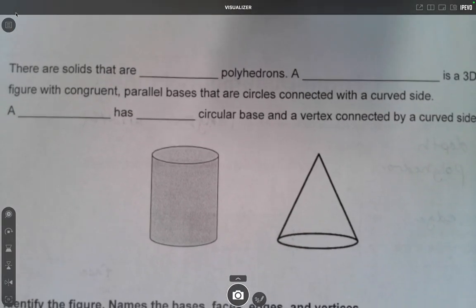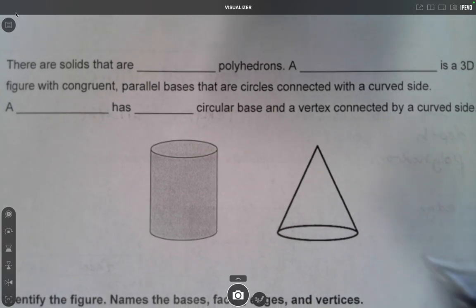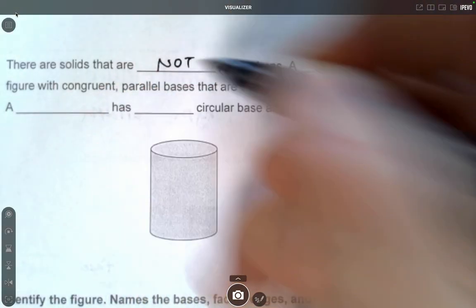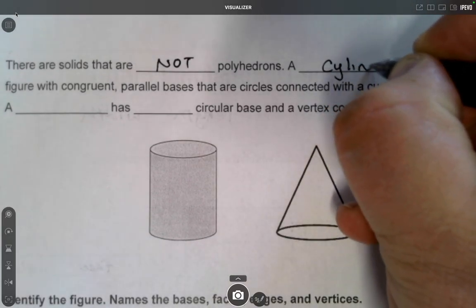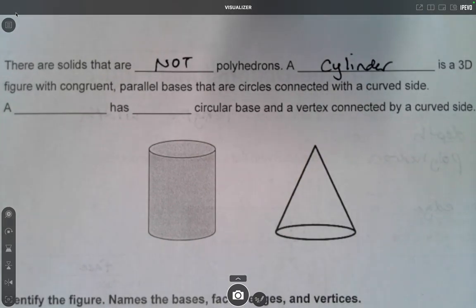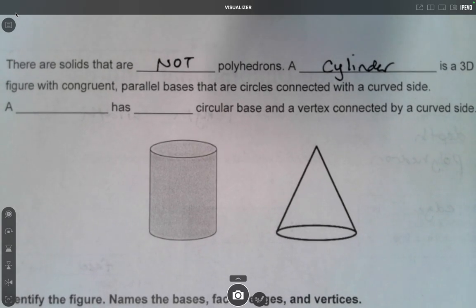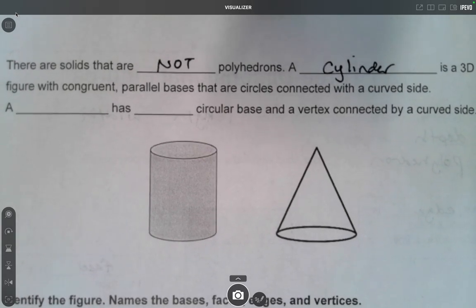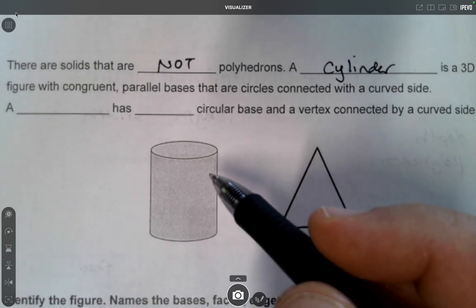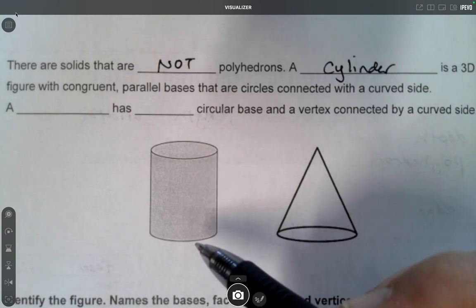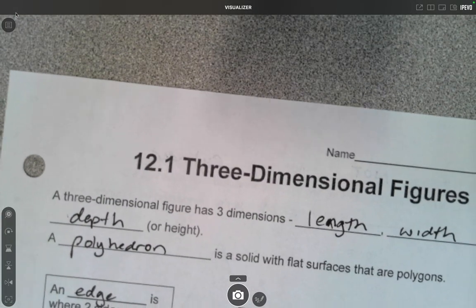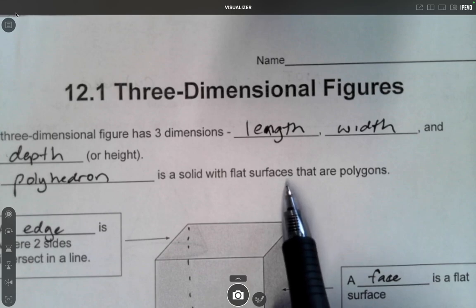Now there are some solids that are not polyhedrons. A cylinder is a 3D figure with congruent parallel bases that are circles connected with a curved side. So we might be tempted to say, oh, well, that's just a circular prism. But a prism is a word for a polyhedron. And if you look back, one of the requirements for a polyhedron is it has flat surfaces.